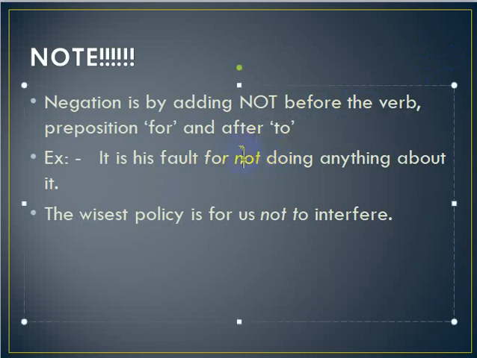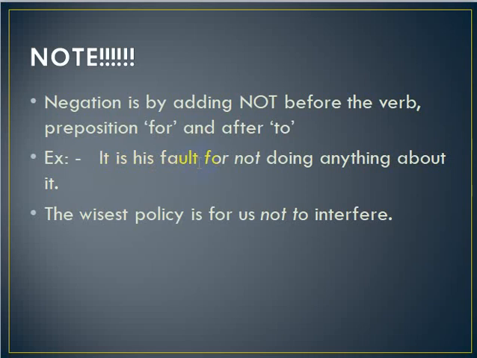Here is the particle not. If there is no for, then we only put not, and that's it. Not before the verb in either way. So it is his fault. This is the main clause. It is his fault, the main clause. And the non-finite clause is for doing anything about it.